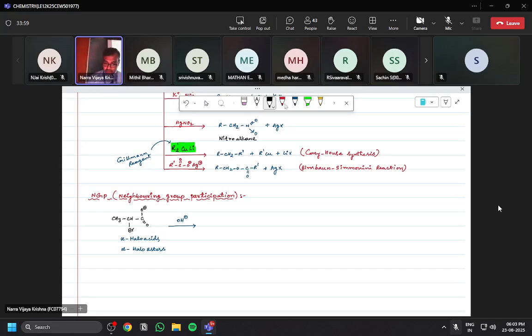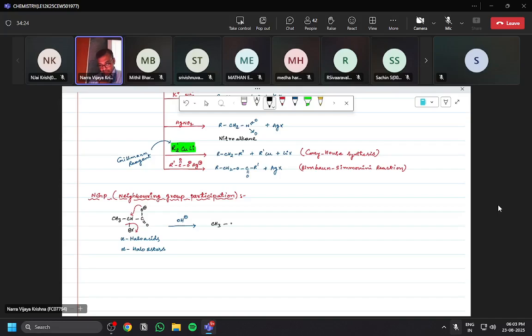Now observe what happened. Within the molecule, this will show substitution. In all the other cases, the nucleophile has to come from outside. Here, the nucleophile is already present within the molecule, right? So that's why it is called adjacent group, neighboring group participation in substitution, right? Now, what is the product?